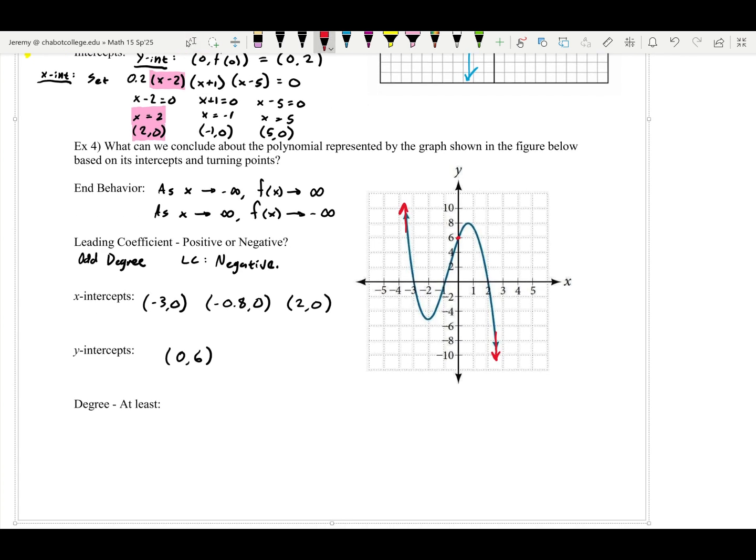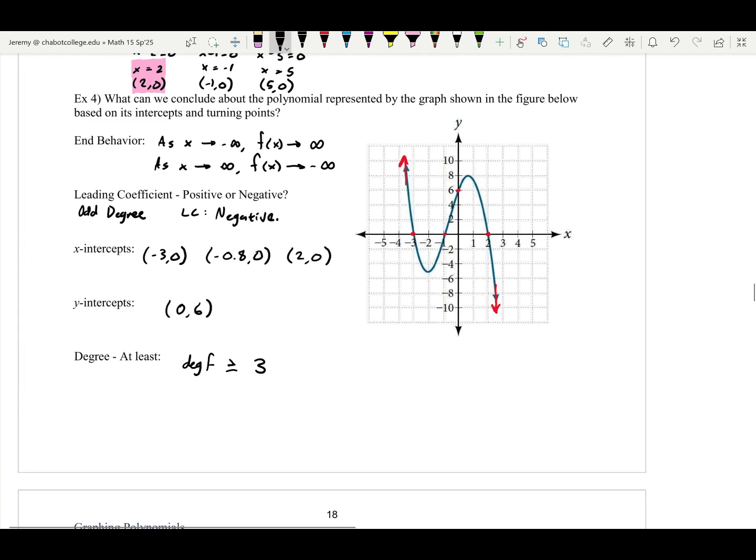So looking at this graph down here, I can see we have 1, 2, 3 x-intercepts. So that means that the degree of the function is going to be at least 3. It looks like the graph cuts straight through these x-intercepts, so I'm inclined to think that it's only a degree 3 polynomial, but at least 3. So the degree of f is greater than or equal to 3. That's because of the 3 x-intercepts that we see on the graph. And that's all we're really asked for on this one.